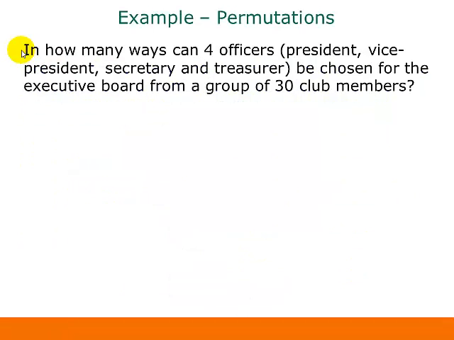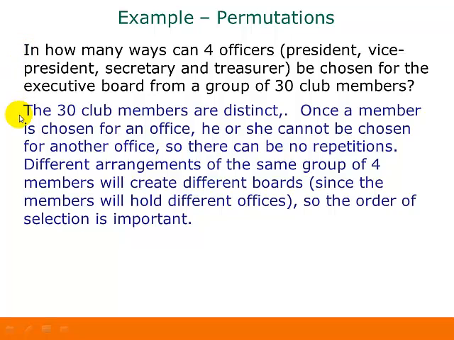Here's an example of permutations. In how many ways can 4 officers, president, vice president, secretary, and treasurer, be chosen for the executive board from a group of 30 club members? So the 30 club members are distinct, and once a member is chosen for an office, he or she cannot be chosen for another office. So there can be no repetitions in this example. And different arrangements of the same group of 4 people would create different boards, since the members would hold different offices depending on which order they were chosen in. So the order of selection is important in this case.